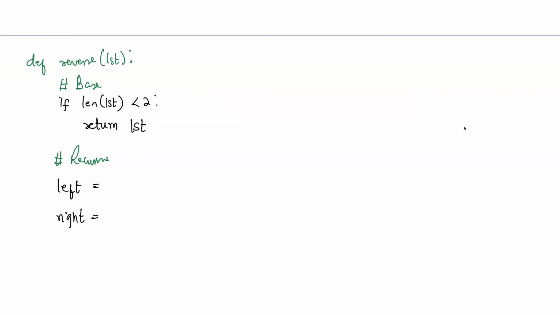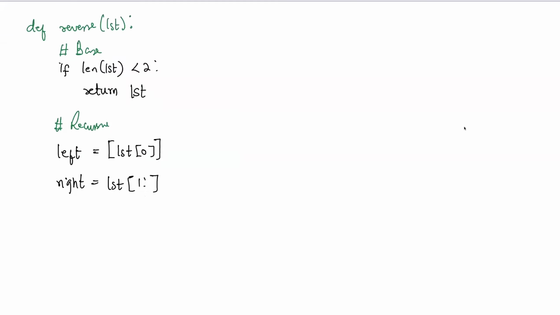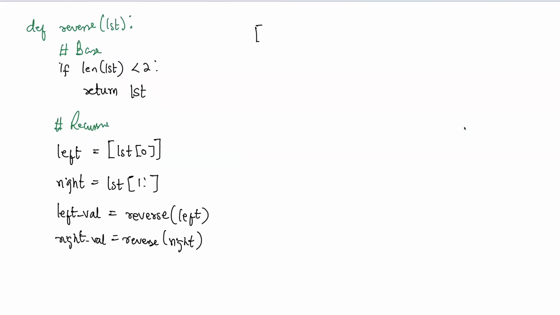One against the rest. So let's say the left is simply going to be the list of the first item. Let's make it a list for now. Right is going to be the rest. Do you agree? Okay, let's move on. Then left value: the value for the left, if we evaluate it, is simply by calling reverse on left. Right value is by calling reverse on right.